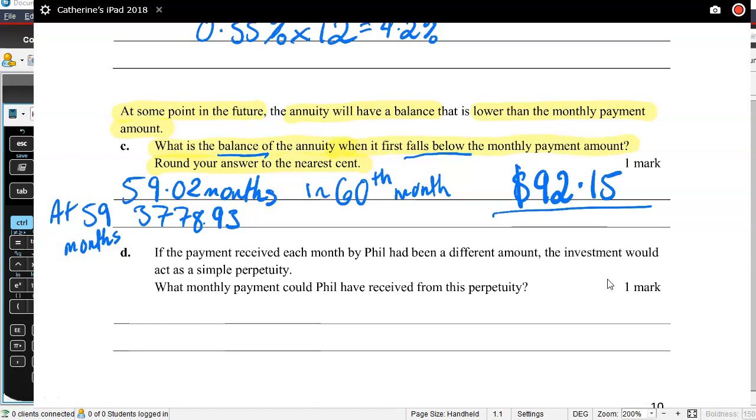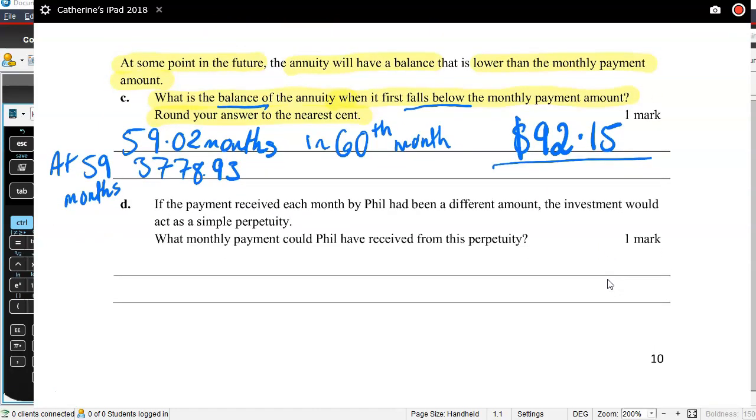$92.15. Okay. So this next question actually involves something called a perpetuity, which we're going to get to next. So I'll talk about perpetuity in the next video, and then we'll come back and do this question. Although some of you may have already read ahead and know what a perpetuity is and could answer this question.